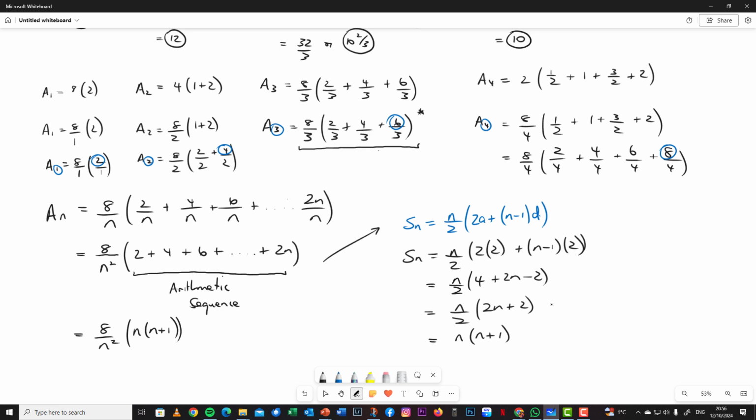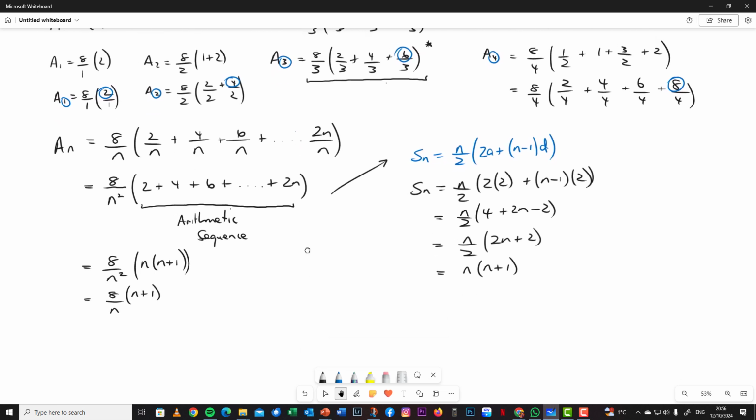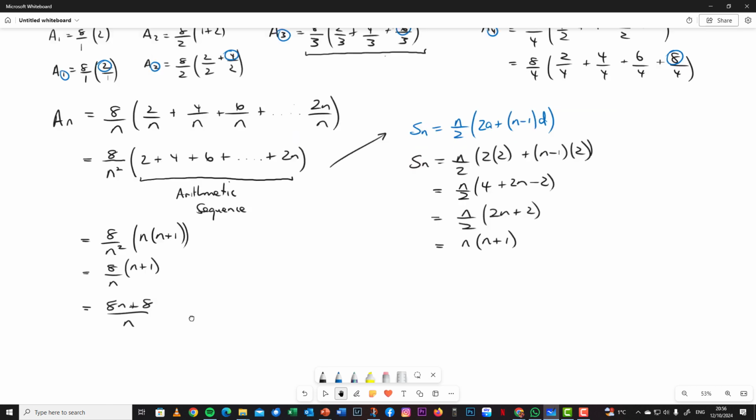Here we have an n inside the bracket above in the numerator, and we have an n squared in the denominator, so we can cancel one of those and say that this is 8 over n on n plus 1. And you could tidy it up, you could multiply it out. Let's multiply it out. You could say that it's 8n plus 8 over n. That's our formula.